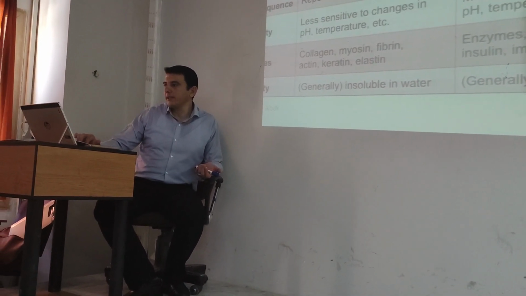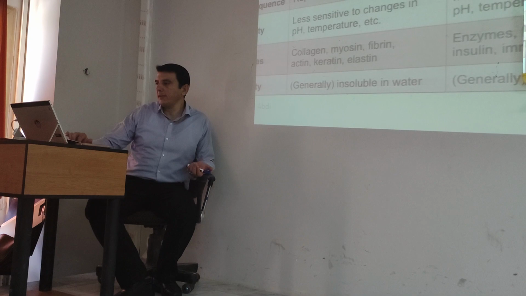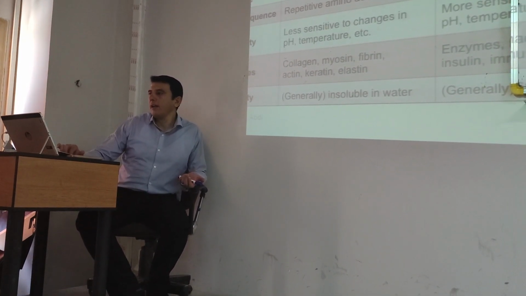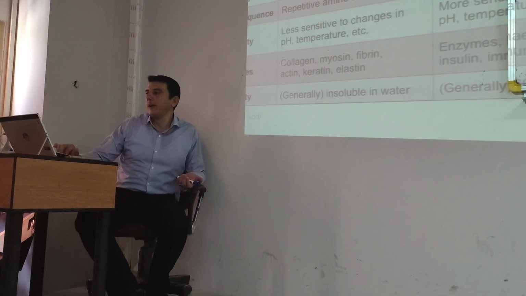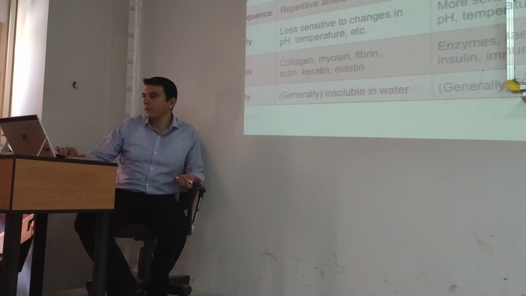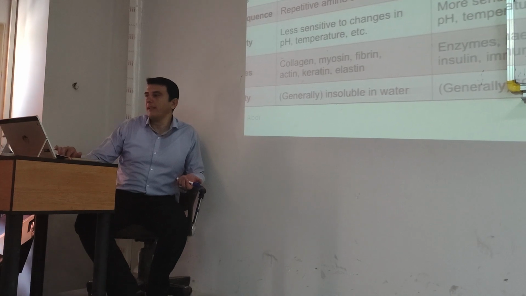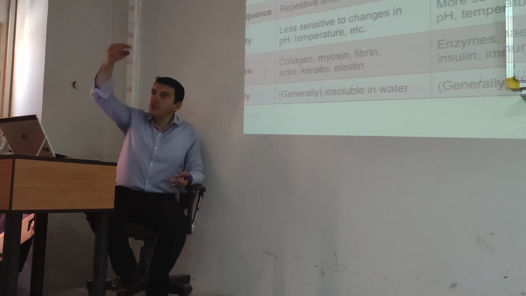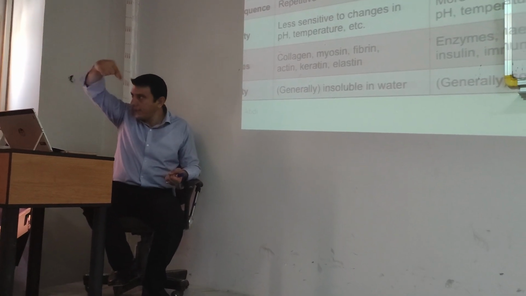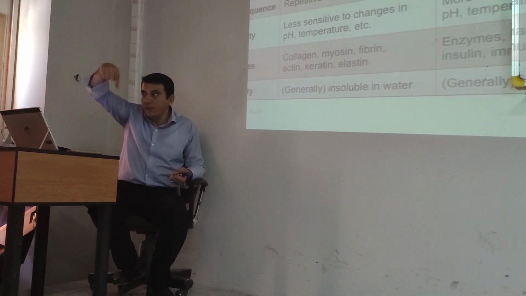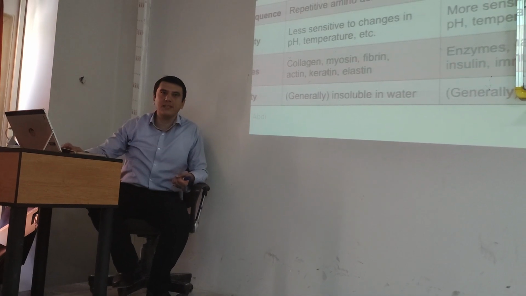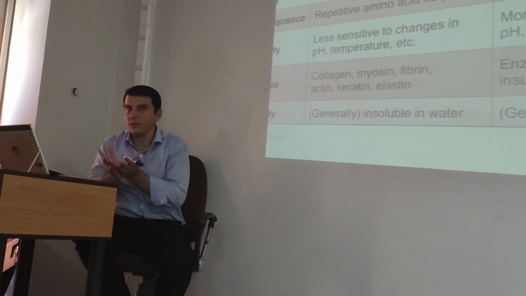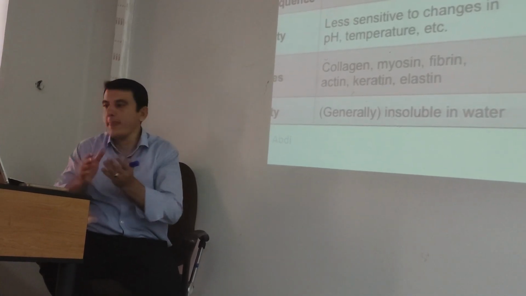Amino acid sequence. For globular, we have irregular amino acid sequence. However, for fibrous, we have repetitive amino acid sequences, which means we have a repetition in amino acids in fibrous protein. However, for globular proteins, we have different, various types of amino acids. Do you understand the point?